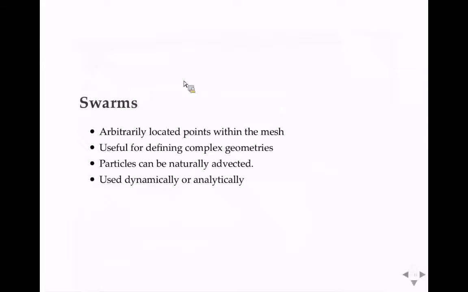Like I mentioned, we can base our models on a pretty uninteresting mesh, and then we can leverage particles to actually bring in some geometric complexity into our models. So a swarm is basically just a set of arbitrarily located points in the domain. They don't have any connectivity information like a mesh does. It's just points at positions.